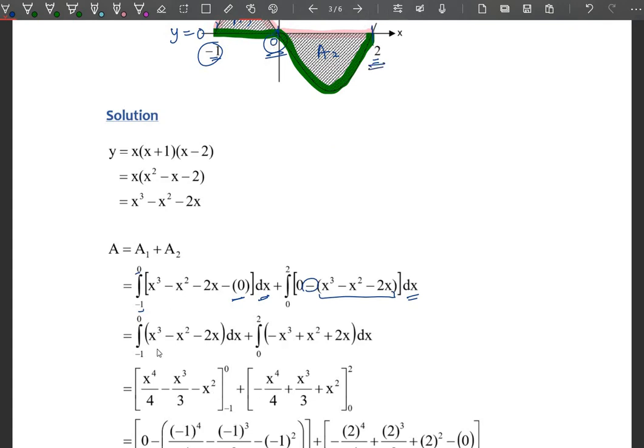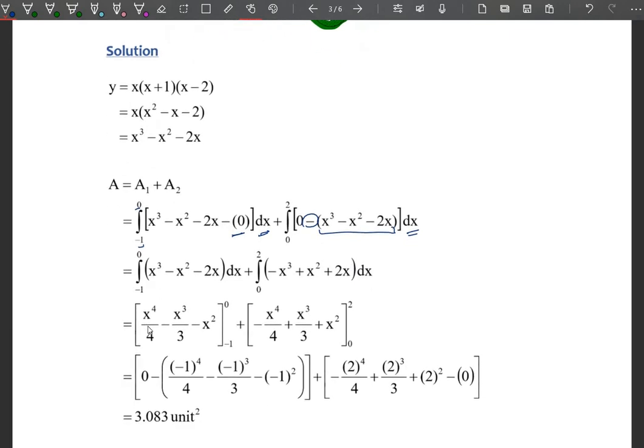Okay, and then simplifying, we have the integral from -1 to 0 of x cubed minus x squared minus 2x with respect to x, plus the integral from 0 to 2 of negative x cubed plus x squared plus 2x with respect to x. We just need to integrate. We have x to the power of 4 over 4 minus x cubed over 3 minus x squared, because 2 over 2 equals 1. And this one will be the negative of the first one: negative x to the power of 4 over 4 plus x cubed over 3 plus x squared.